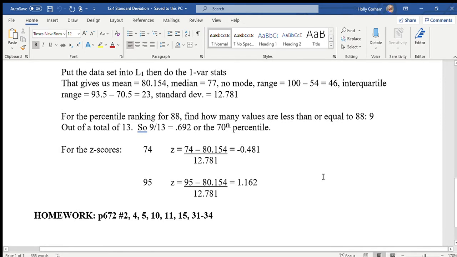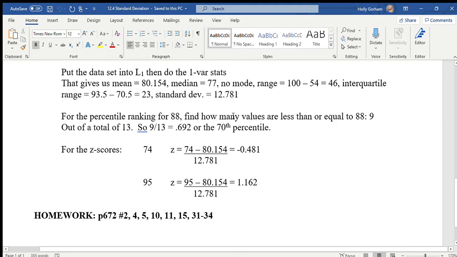So once you've put everything into your data set, and then you do the one variable statistics, that's going to tell you that your mean is 80.154. Your median is 77. Notice that nothing's been repeated, so there is no mode. The range would be 100 minus 54, that's 46. The interquartile range would be 93.5 minus 70.5, that's 23. And then standard deviation would be 12.781.